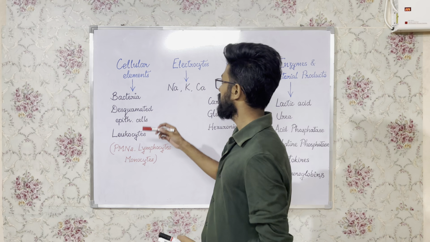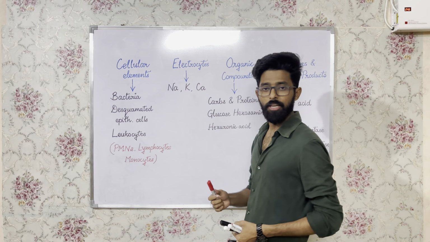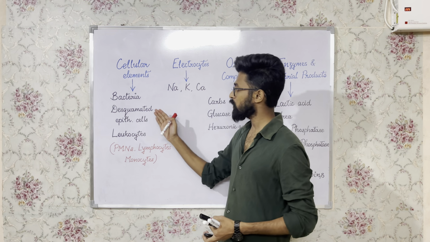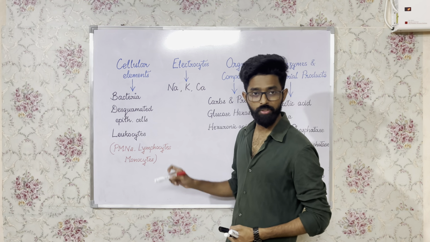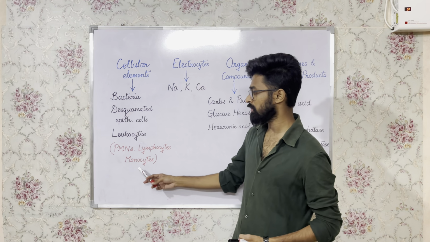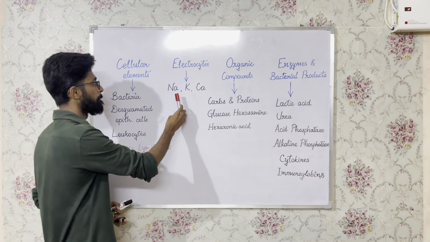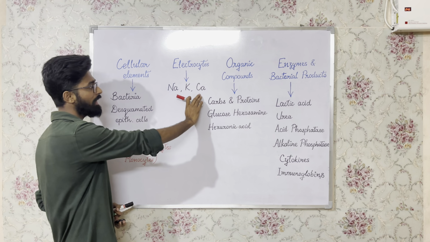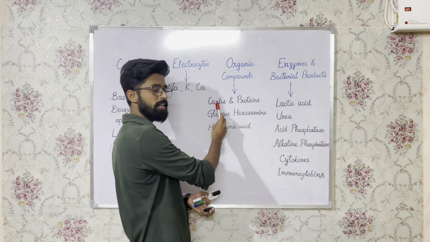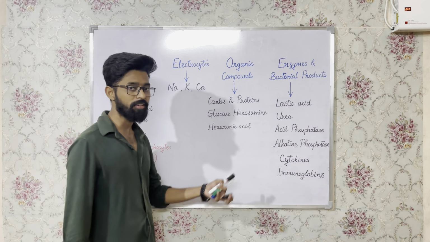According to Carranza, the composition of GCF can be studied under these following headings. First is the cellular elements. So as you can see, in the cellular elements, there is bacteria, desquamated epithelial cells, and the leukocytes. In leukocytes, there are PMNs, polymorphonuclear leukocytes, lymphocytes, monocytes, as well as macrophages. Coming to the electrolytes, the main electrolytes are sodium, potassium, and calcium. Then there are the organic compounds. So both carbohydrates and proteins are there. Glucose, hexosamine, and hexuronic acid, right?